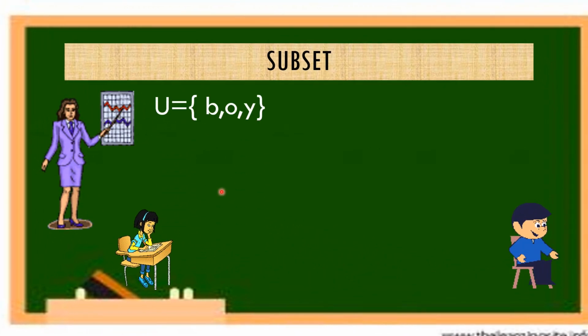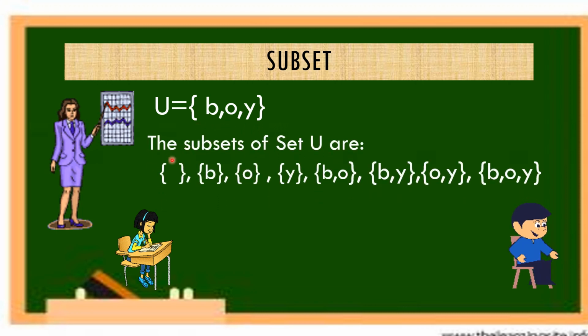So we have set U. Set U is a set whose elements are V, O, and Y. V, O, Y, we have 3 elements. The subsets of set U are the empty set, the letter V, the letter O, the letter Y, V and O, V and Y, O and Y, and V, O, Y. So if we have 3 elements, we have 8 subsets.